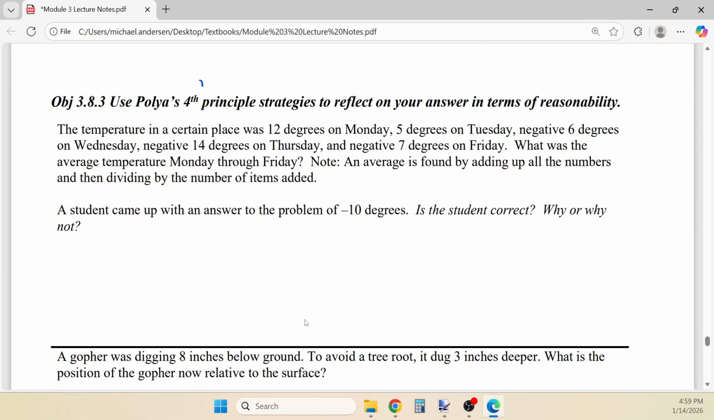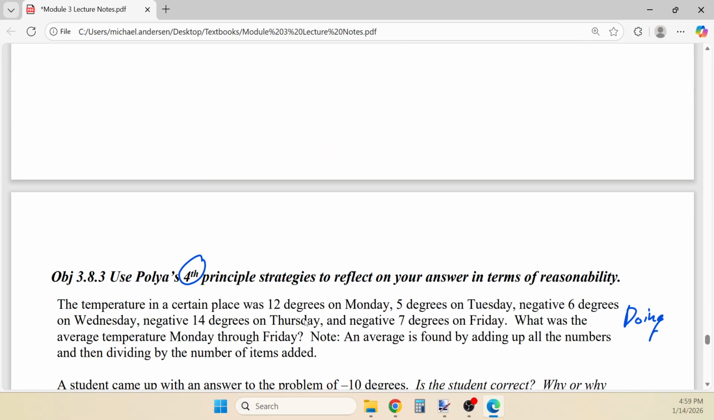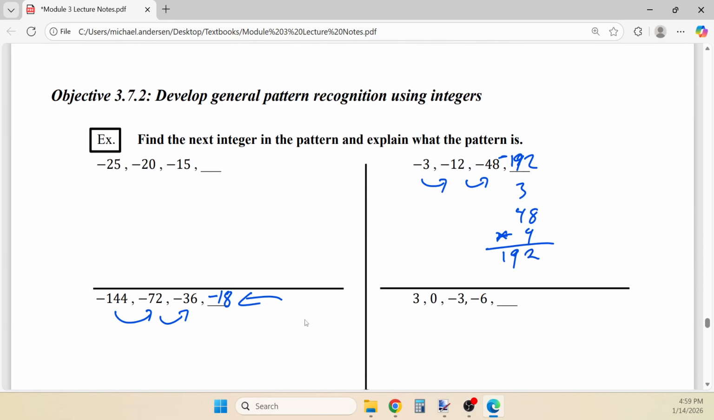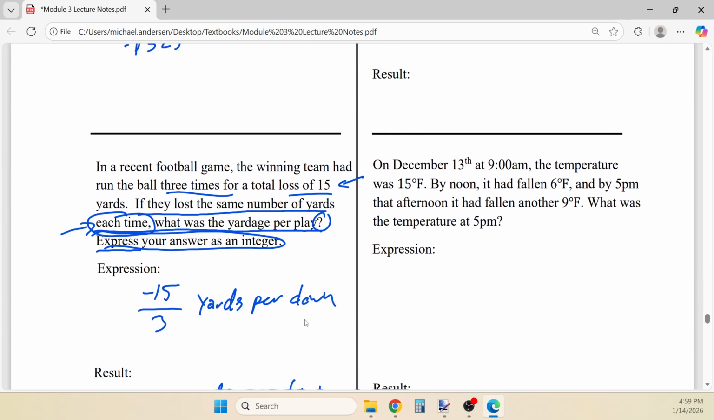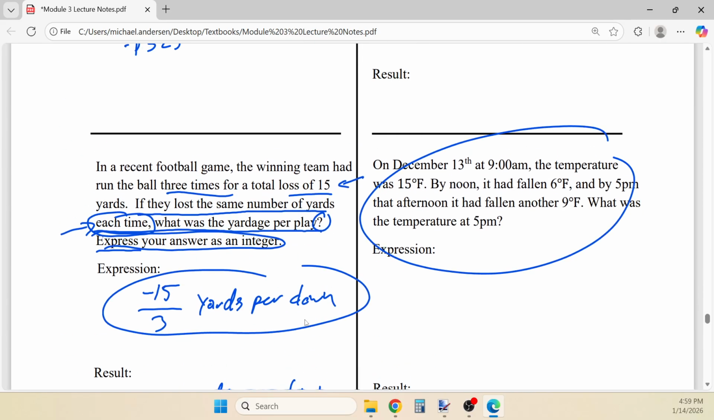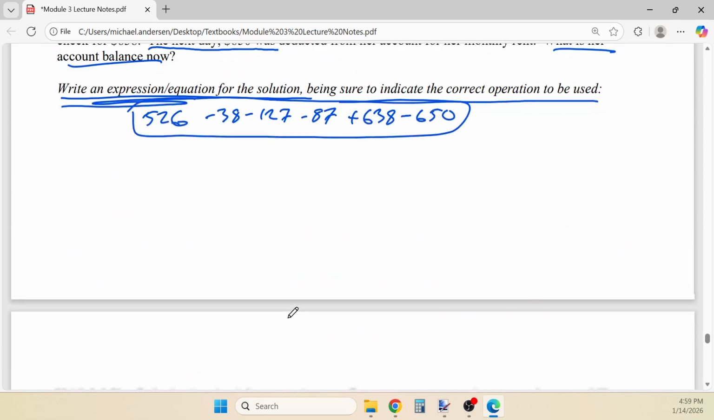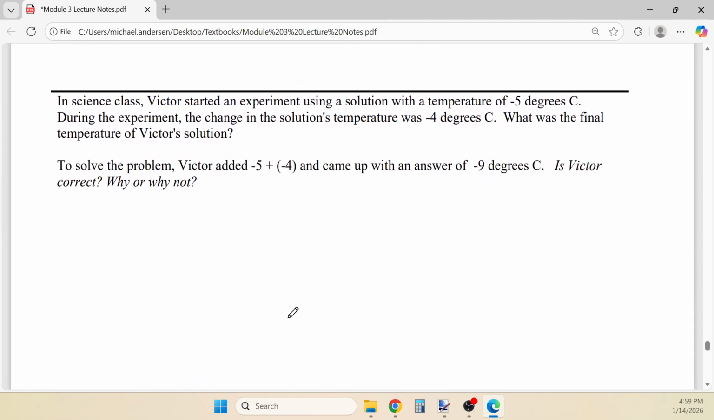Okay, now we're skipping to the fourth principle because the third principle is doing the plan, and the rest of the homework is doing the plan. It's all of the math that we've been doing up till now. This was the doing. So we don't need to have that in our Polya section because that's the rest of the homework.